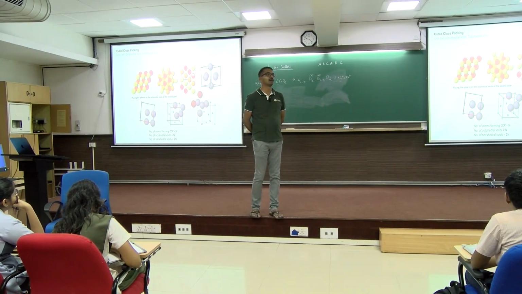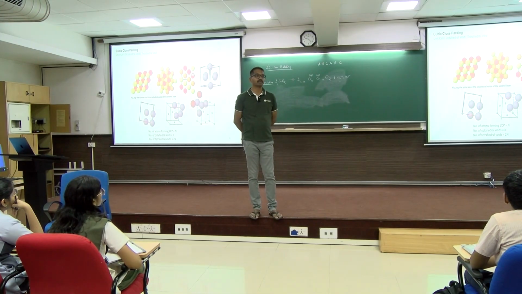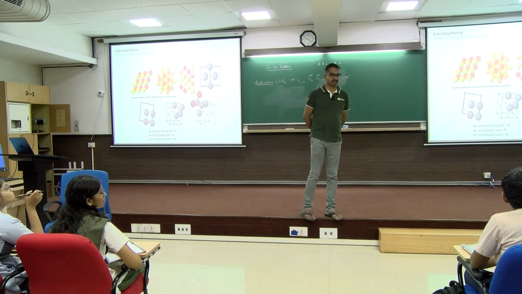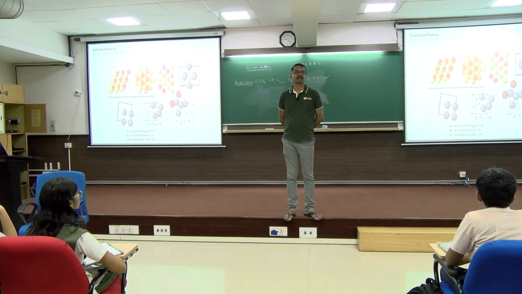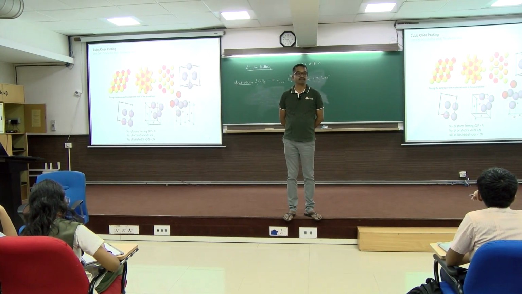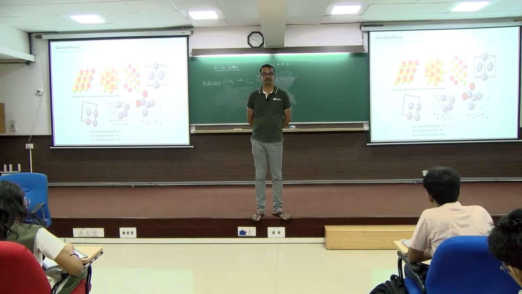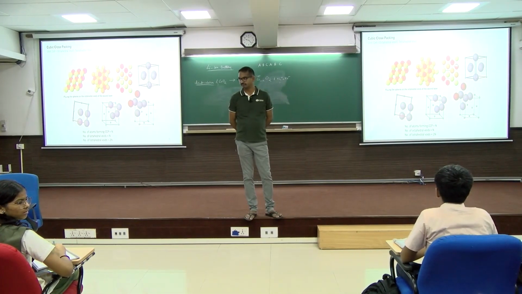How many atoms are in the face centers? 6. How many unit cells share one face? 2. So, 6 into 1 by 2 is 3. That means that particular unit cell can claim only 4 atoms, correct? So, it is called the face centered cubic lattice or cubic close packing, CCP. In CCP the definition is that you have atoms in the corners and faces, and there are 4 atoms belonging to one unit cell.